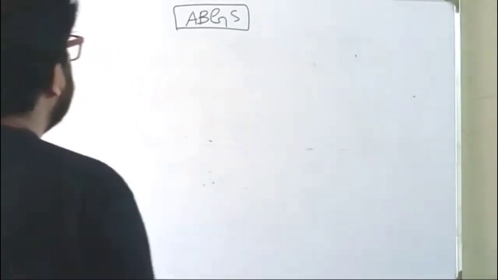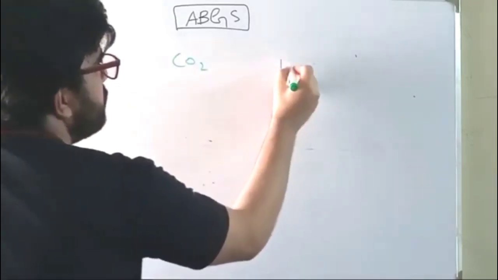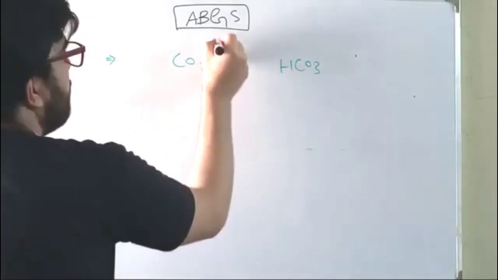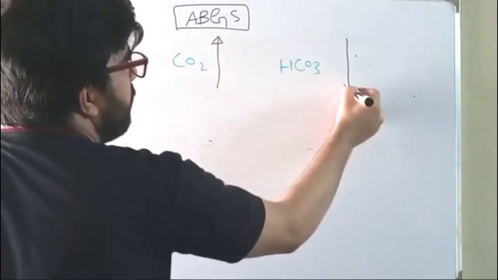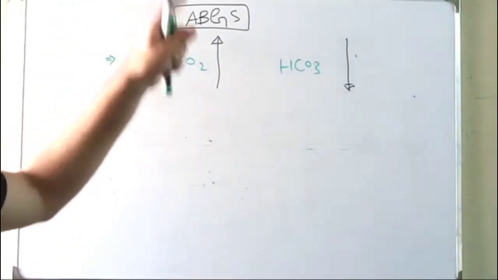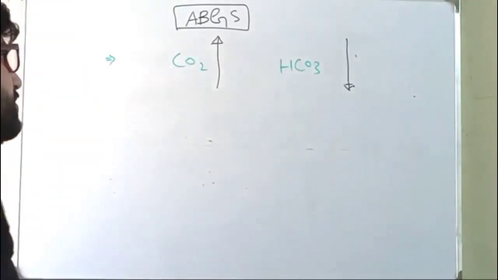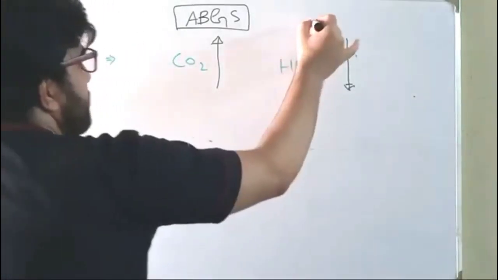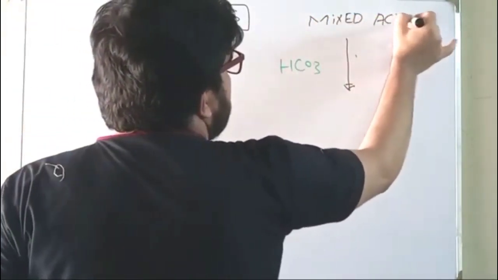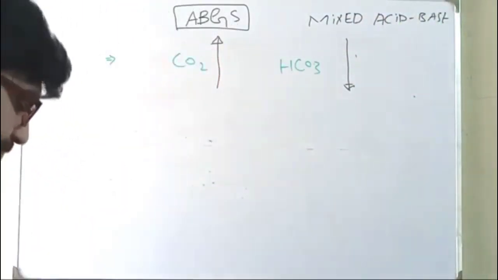That was the first setup. The second setup is both are moving in the opposite direction. This is CO2, this is HCO3. CO2 is moving up and bicarbonate is moving down. Which condition is this? If both are moving in the opposite direction, again this is very simple to pick. If both the arrows are opposite, this is a mixed acid base disorder.